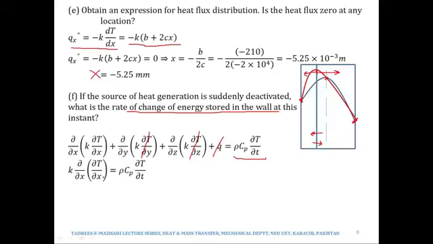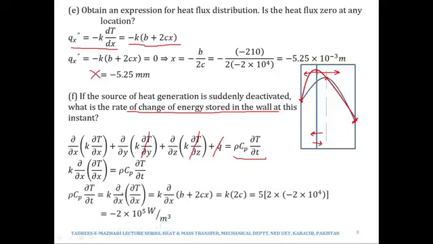k times the second derivative of temperature with x. If we differentiate temperature with x for the first time, we get b plus 2cx, and upon differentiating it the second time we get 2c, because the derivative of b with x would be 0. Now if you put the values, we get minus 2 exponent 5 watts per cubic meter. We have got a negative sign. It shows that the energy is in fact going out of this wall. So this is negative energy storage. Energy is going out at a rate of 2 exponent 5 watts.